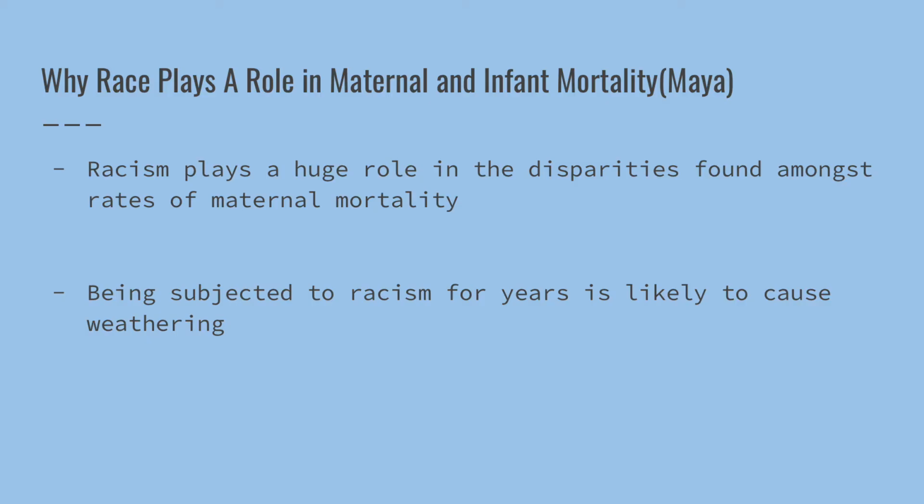Racism plays a huge role in the disparities found amongst rates of maternal mortality, especially structural racism. Health disparities across maternal and infant health conditions, including maternal mental health, sudden infant death syndrome, sudden unexpected infant deaths, and cesarean section deliveries, show how structural racism and bias can impact health outcomes. Being subjected to racism for years is likely to cause weathering, which is the chronic effects of stress on the body, and in this context, the stress specifically stems from racism.